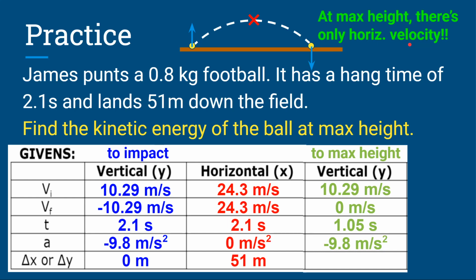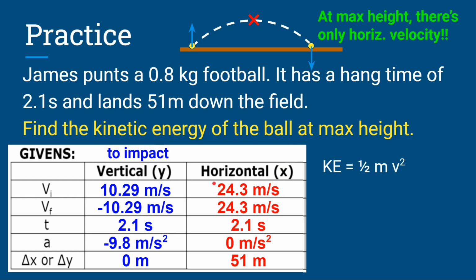So if I want to solve for kinetic energy at max height, I just need to use the horizontal velocity and plug that into my KE equation. So KE equals 1/2 mv squared. Again, the velocity is not 0, it's just not vertical. It's horizontal only. So I'm going to use that number. 1/2 times 0.8, that's my mass, times 24.3, that's my horizontal velocity, squared. If I solve for the kinetic energy at max height, I get 235.92 joules.